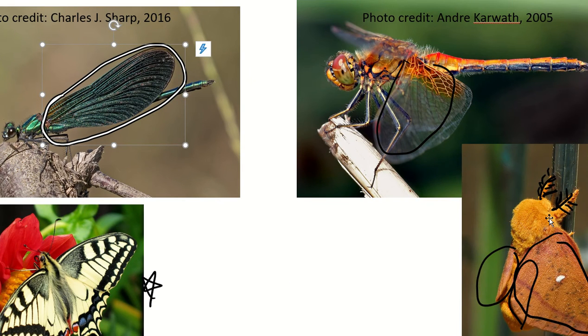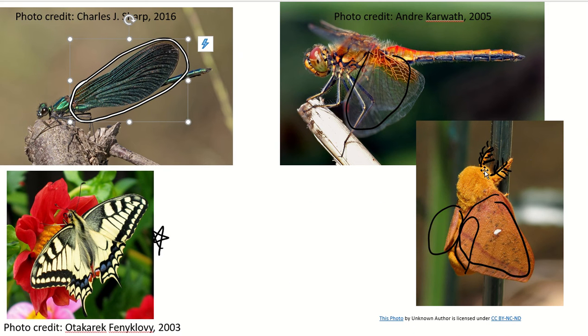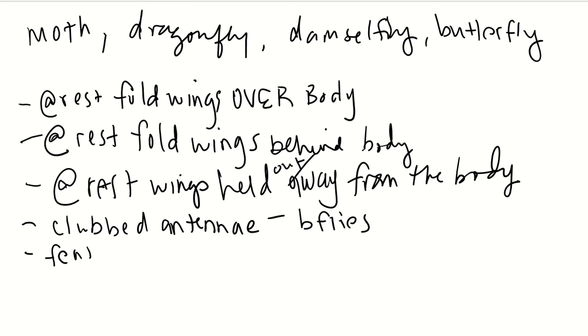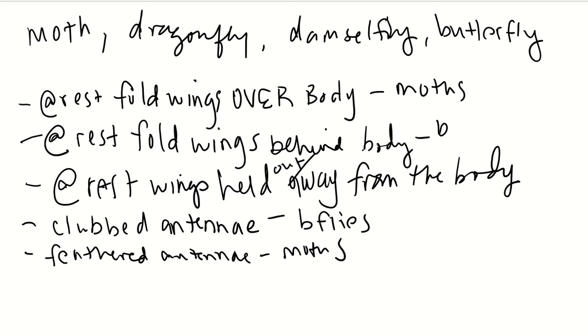But the difference often between moths and butterflies is that moths have feathered antennae and butterflies have these clubbed antennae. So I'm going to write that down. Clubbed antennae for butterflies. Feathered for moths. And I'll also write this: moths, butterflies, and damselflies, and these are dragonflies.